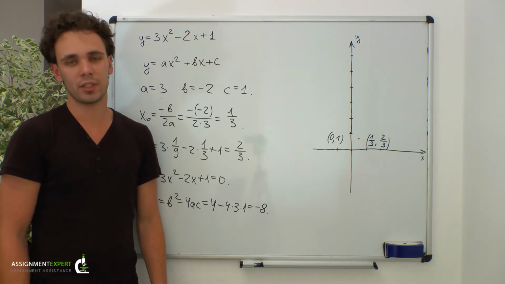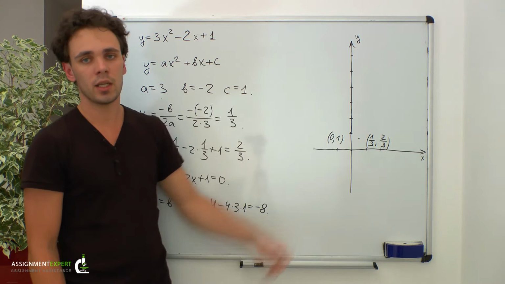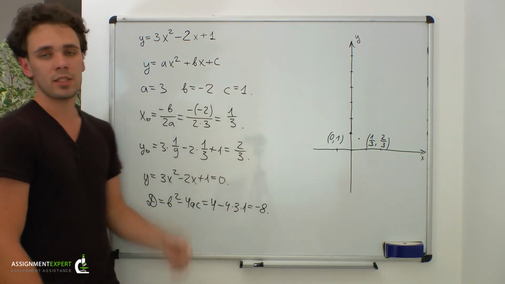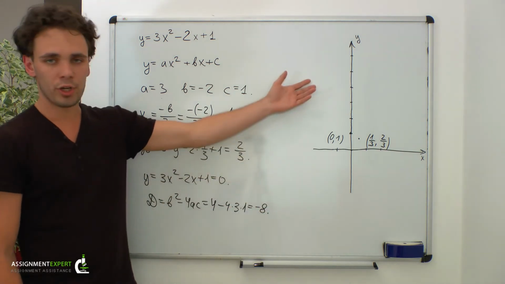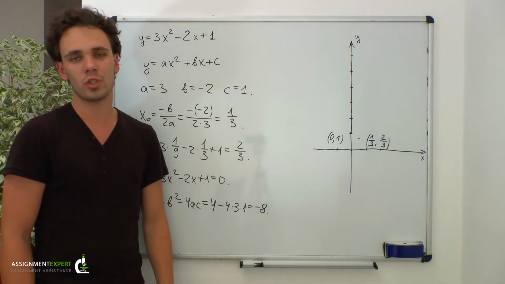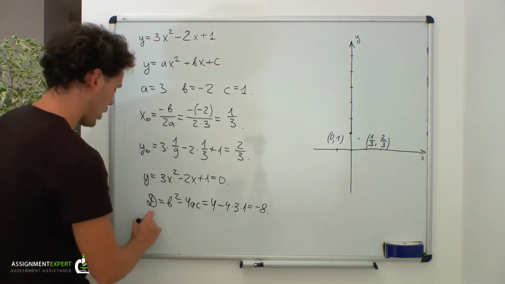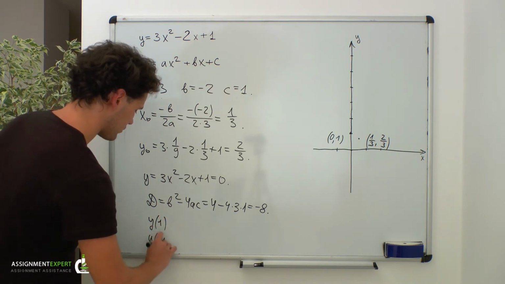We could avoid this calculation by noticing that our vertex is above the x-axis and coefficient a is greater than 0, so the vertex is a point of minimum. Therefore, the whole parabola is above the x-axis. Now we need to find a few more points to properly build our parabola. For example, let's calculate y of 1 and y of -1.